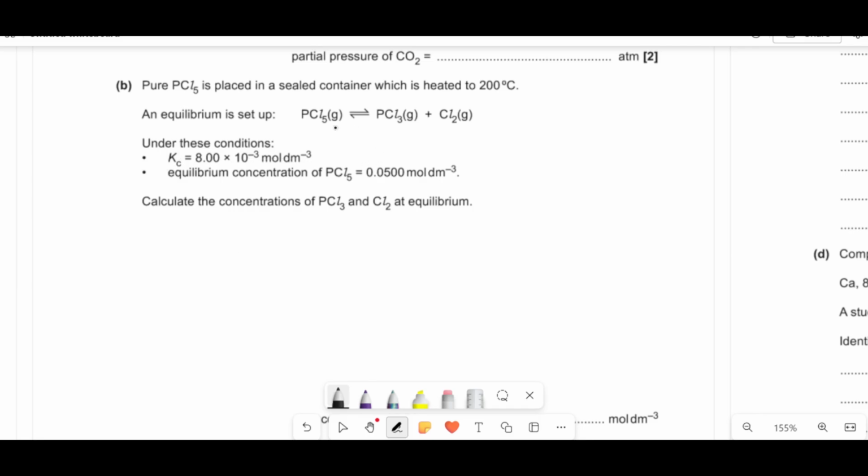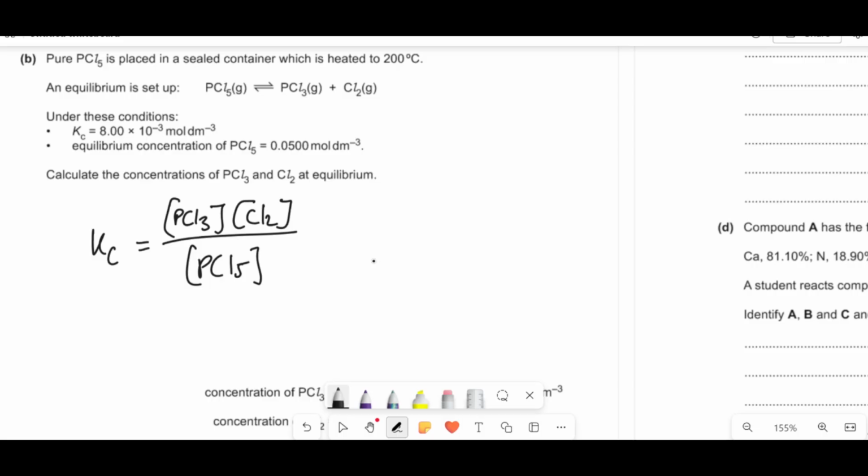We're going to be using this Kc, so we need to write an expression for Kc. Kc is going to equal the concentration of PCl3, not the partial pressure, because it's Kc, not Kp, times Cl2. I know it says gaseous, but you can still use Kc for gases, all over PCl5, in its concentration. They want you to find the concentrations of this and this at equilibrium. What we need to do is rearrange this, and we might be able to get somewhere.